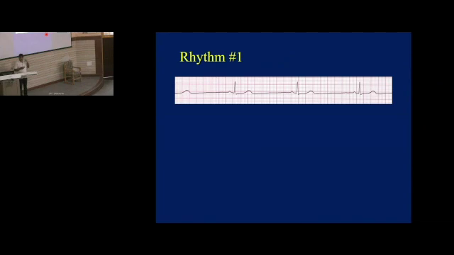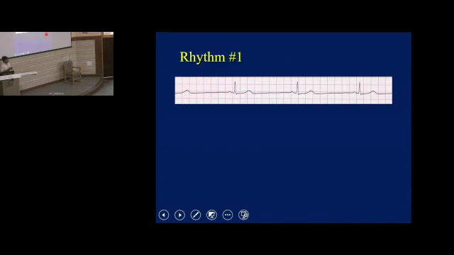So rate and rhythm first. What is the problem here? What about the rate? Quick, quick, well done. 1, 2, 3, 4, 5, 6, 7, 8, about 9 squares. So what is the rate? About somewhere between 30 to 40. And what about the rhythm? Is it regular or irregular? RR intervals are regular, but the only thing is that the rate is less.